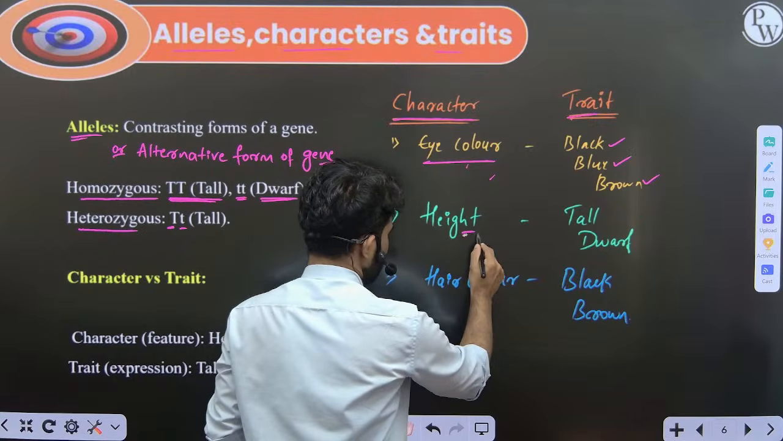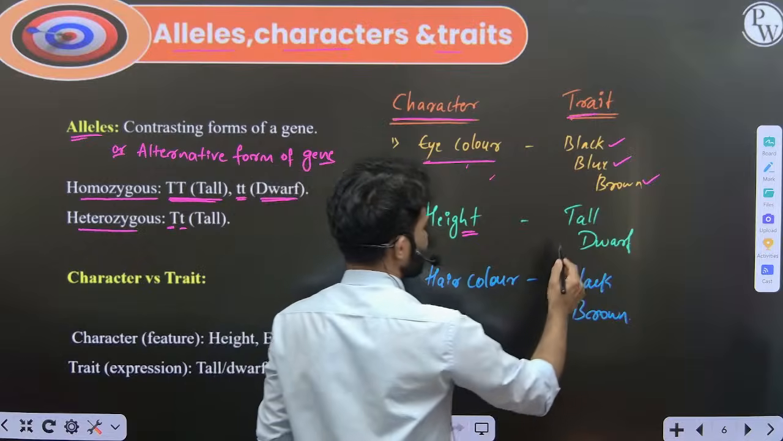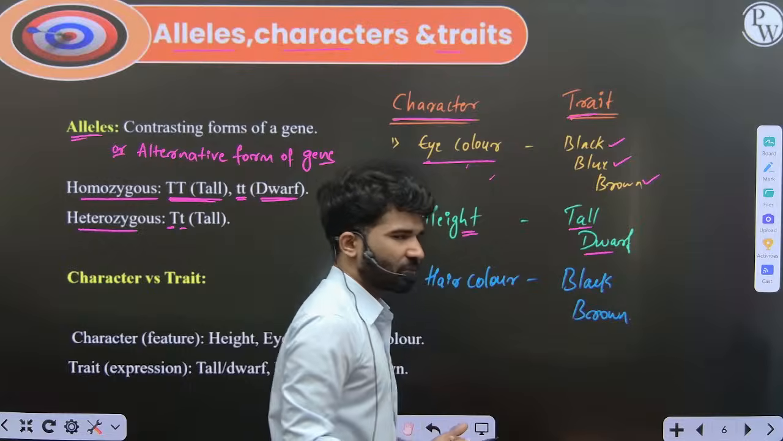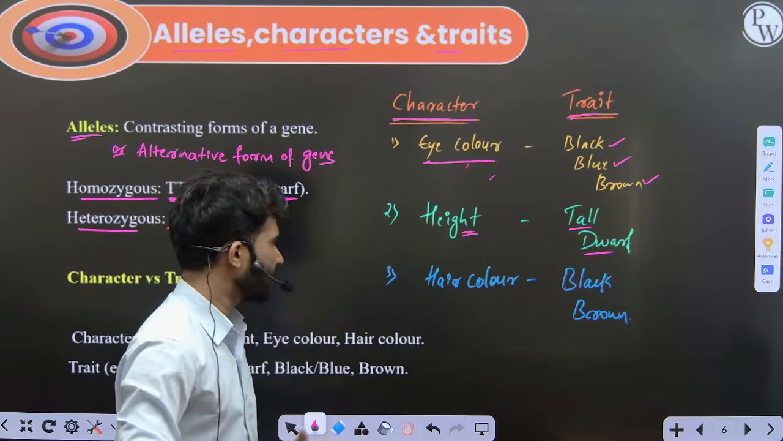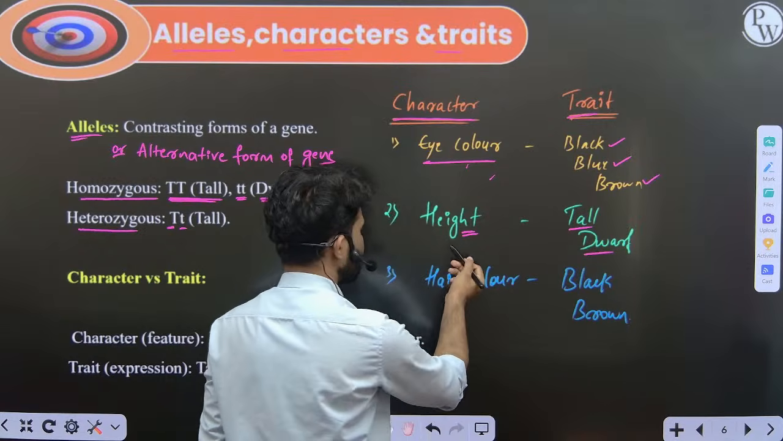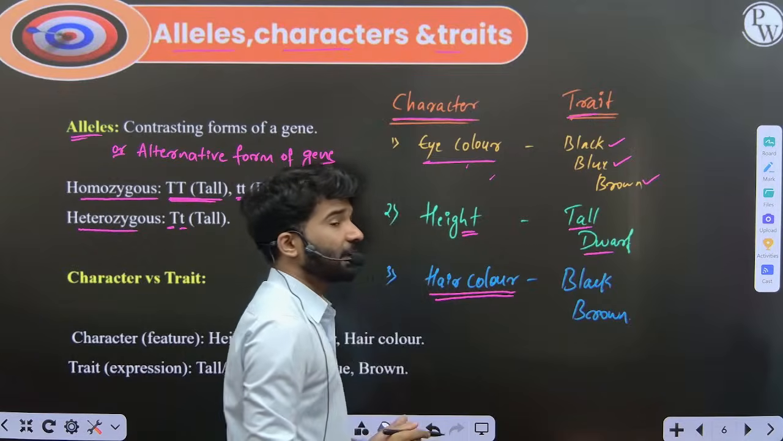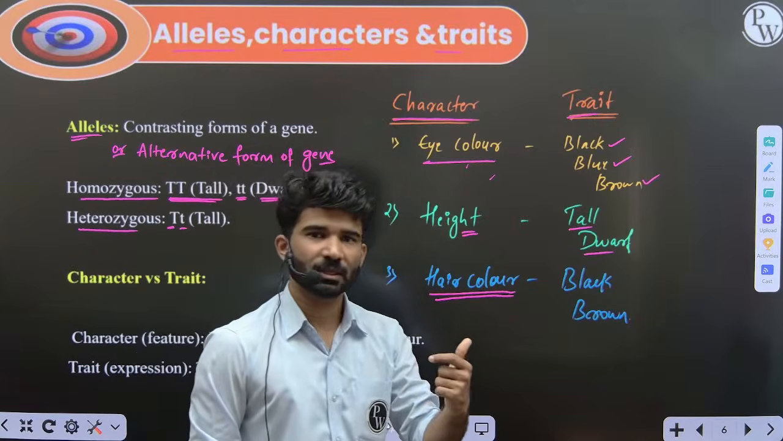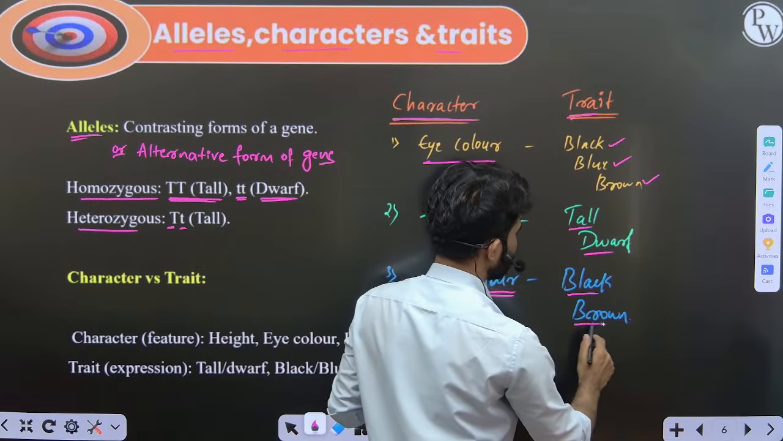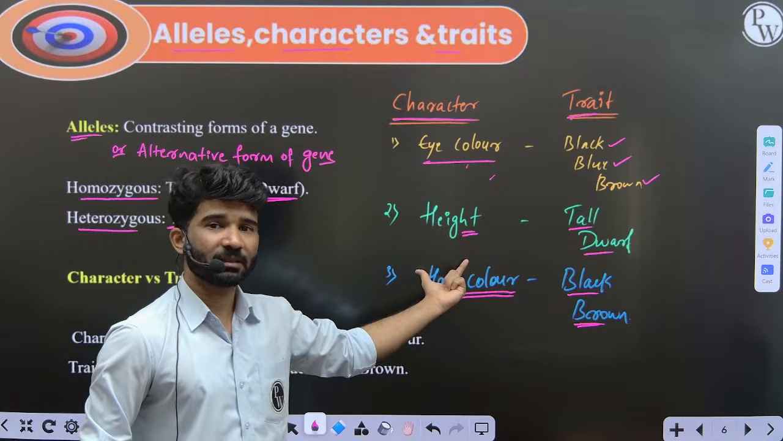Next we can take an example of height. Height is a character which has different traits, such as tall as well as short, different heights. That is what we call the traits of the character height. If you take another example of a character, that is hair color. Hair color also varies. It also has different traits. These are also the traits of the character.